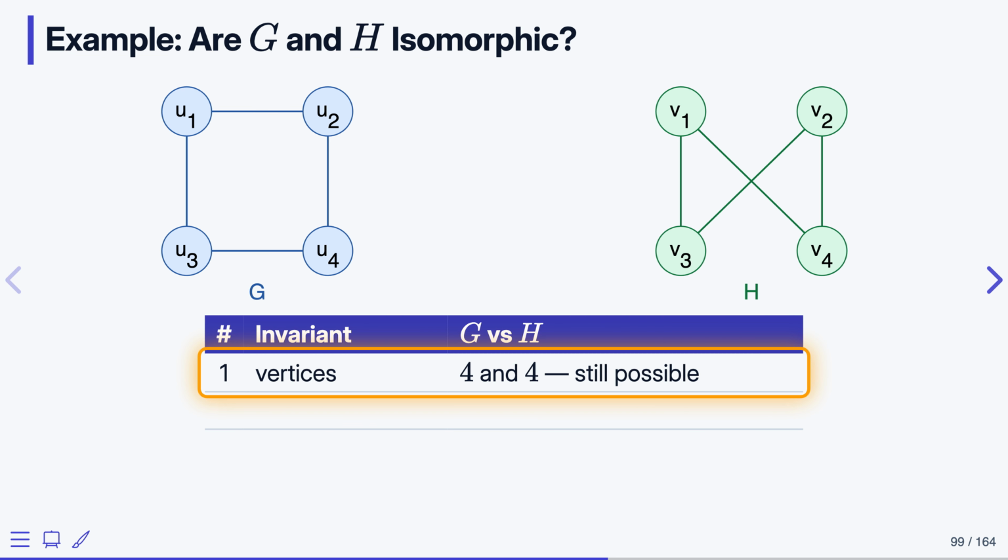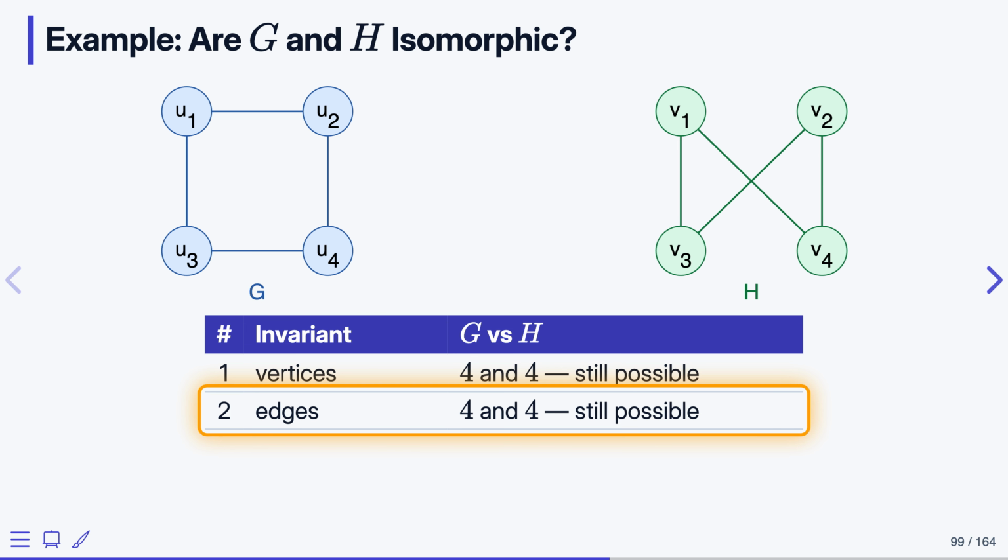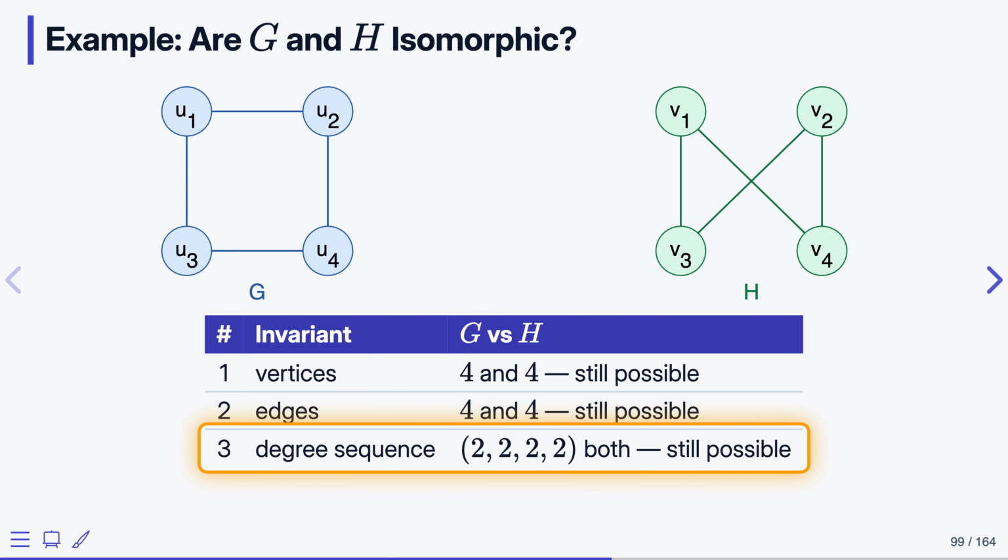Step 1, count the vertices. G has 4, H has 4. They agree, so it is still possible. Step 2, count the edges. 4 and 4 again, still possible. Step 3, write the degree sequences. In G, every vertex has degree 2, and in H, every vertex has degree 2. Both are 2, 2, 2, 2. Nothing has ruled it out. So now we must actually build a matching and check it.